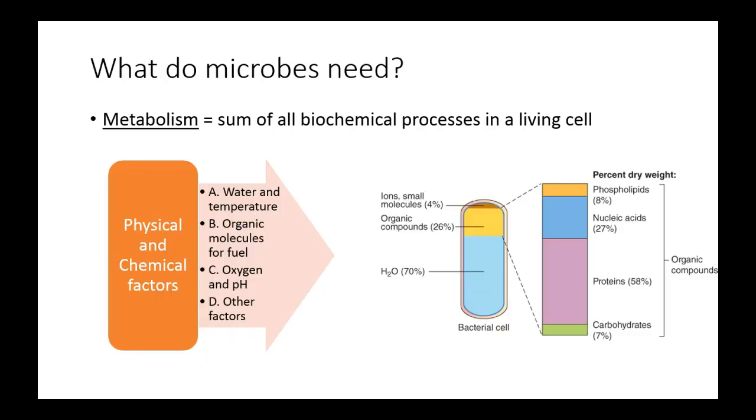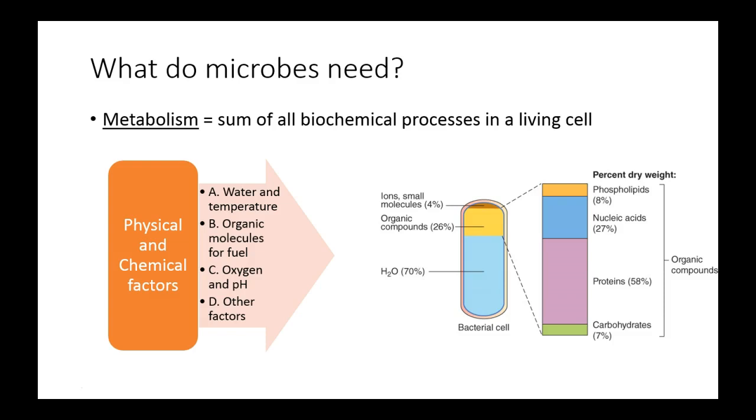So as far as what microbes need, the physical and chemical factors that we'll be exploring here, water and temperature. So all cells need water, but temperature meaning what sort of temperature do they grow best at and what can they survive in. There will be ranges there as well. With organic molecules, we'll be looking at carbohydrates, proteins, and lipids, just kind of mentioning them, but that's what organisms need for fuel. And then oxygen, if they need oxygen, some organisms do not, and the pH, so what type of acidic or basic environment are they living in? And then we'll explore some other factors as well.